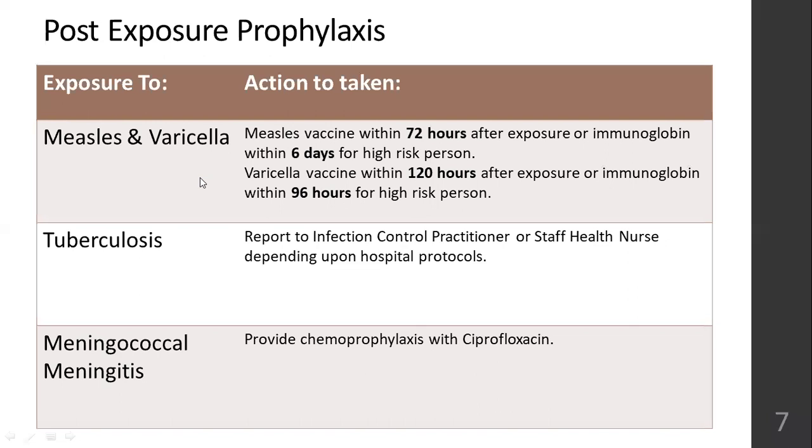For tuberculosis, you have to report to the infection control practitioner or staff health nurse, depending upon the hospital protocols. Then for meningococcal meningitis, you have to provide chemoprophylaxis with ciprofloxacin, which is an antibiotic.